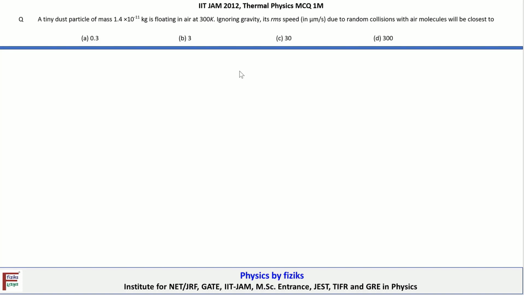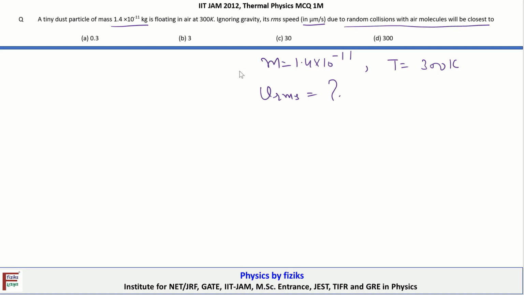The statement is, a tiny dust particle of mass 1.4 into 10 power minus 11 kilogram. Okay, so this is given to us. Mass of the dust particle is 1.4 into 10 power minus 11. It is floating in air at temperature 300 Kelvin. So temperature is given to us, it is 300 Kelvin. Ignoring the gravity, its RMS speed in micrometer per second due to random collision with air molecules will be closest to, so we have to determine what is VRMS.